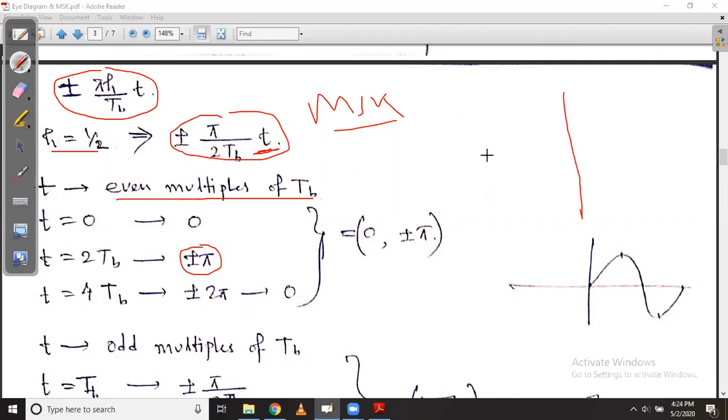Last day also I told that the phase angle you have to show in this way. Plus pi, minus, plus minus pi actually. Then pi by 2. Here it will be minus pi by 2. In that way. So whenever t is an even multiple of T_b, then we are getting either 0 or plus minus pi by putting the value of t in this place. That's all.